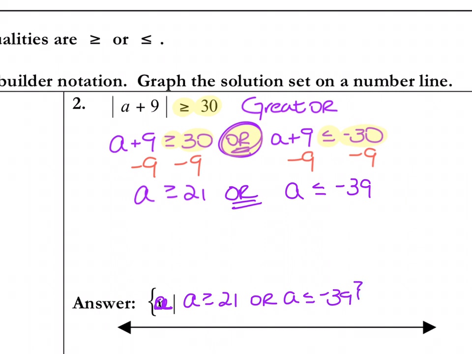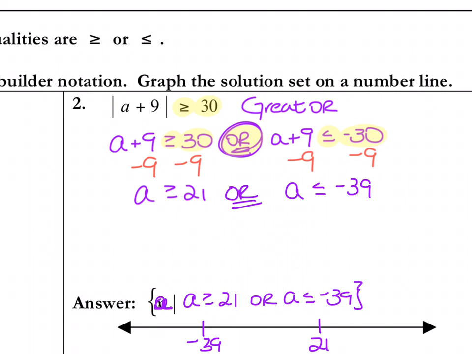Now, because it's an absolute value, and it's a greater than, we know that it's going to be 2 rays going away from each other. Make sure when you put it on the number line that it makes sense, right? Negative 39 is smaller than 21. So even if you write it this way in your set builder, make sure that when you go to graph it, it makes sense.